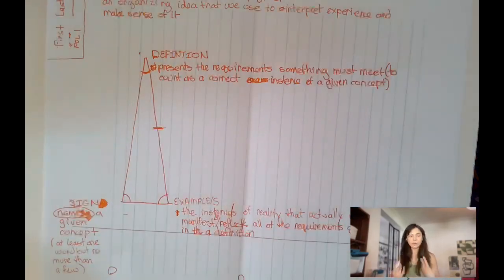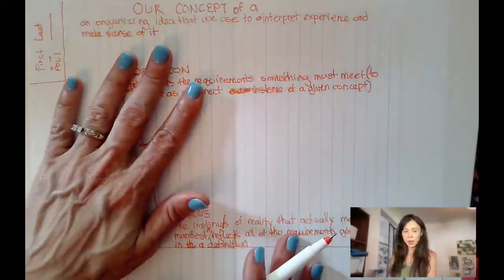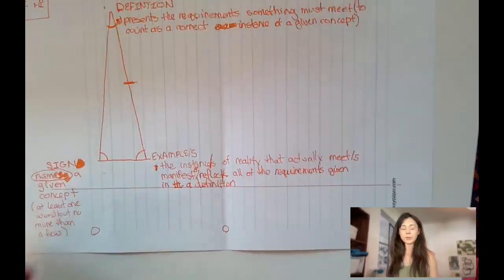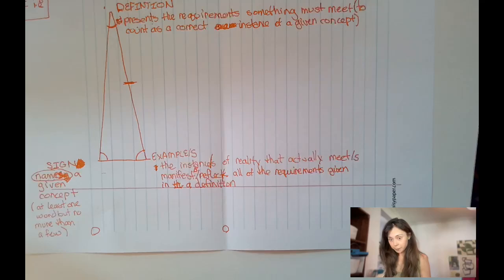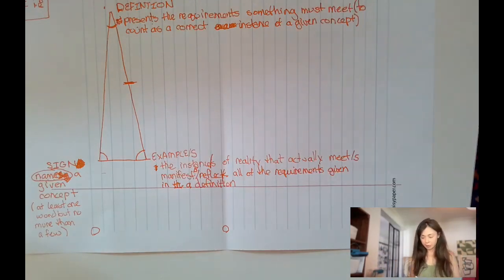The definition presents the requirements for something to count as an instance of the concept. It's just describing, telling you what the requirements are. Think definition. And then the examples are the things themselves that the definition is pointing to. Now, there's one more thing that I want us to note here in our diagram.